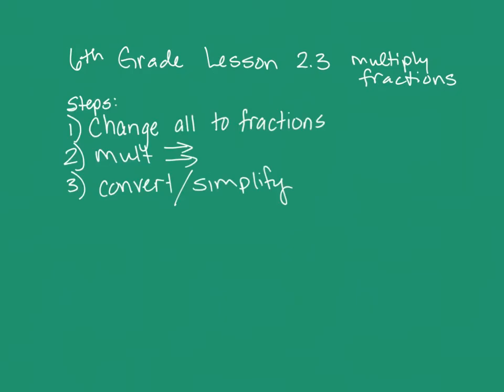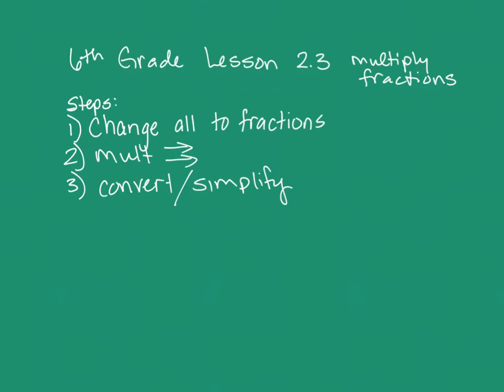And the steps are these. You would just change everything to a fraction, multiply straight across both the numerator and the denominator. We don't have to do common anything. And then convert. If it's an improper fraction, we convert it back to a mixed number and simplify. And I'm thinking we probably need to dust off a few cobwebs about first how to change everything into a fraction.